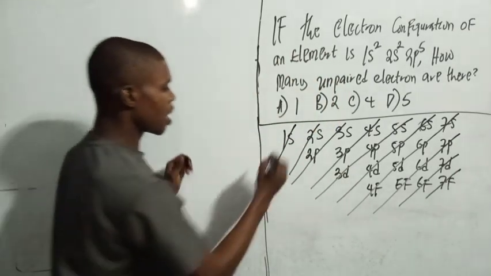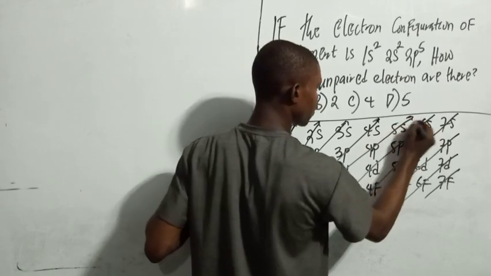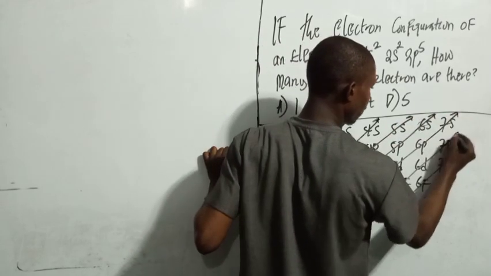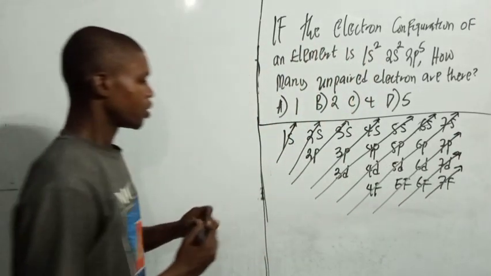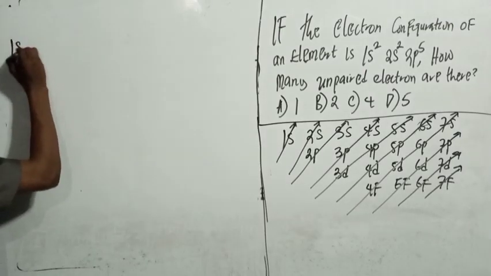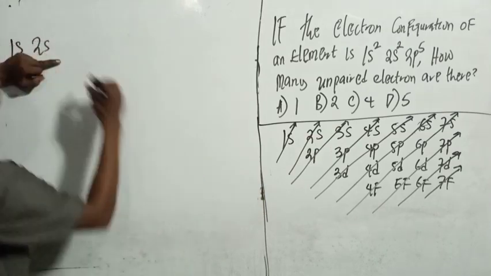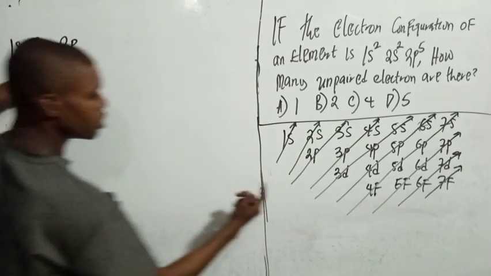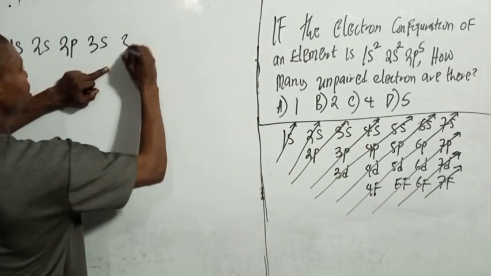Do that. So you have this one. Look at the direction of the arrow. Look at the direction of the arrow here. Yes. So the first arrow is at what? 1s. Here we have what? 2s. Here we have 2p. Here we have 3s. Here we have 3p.